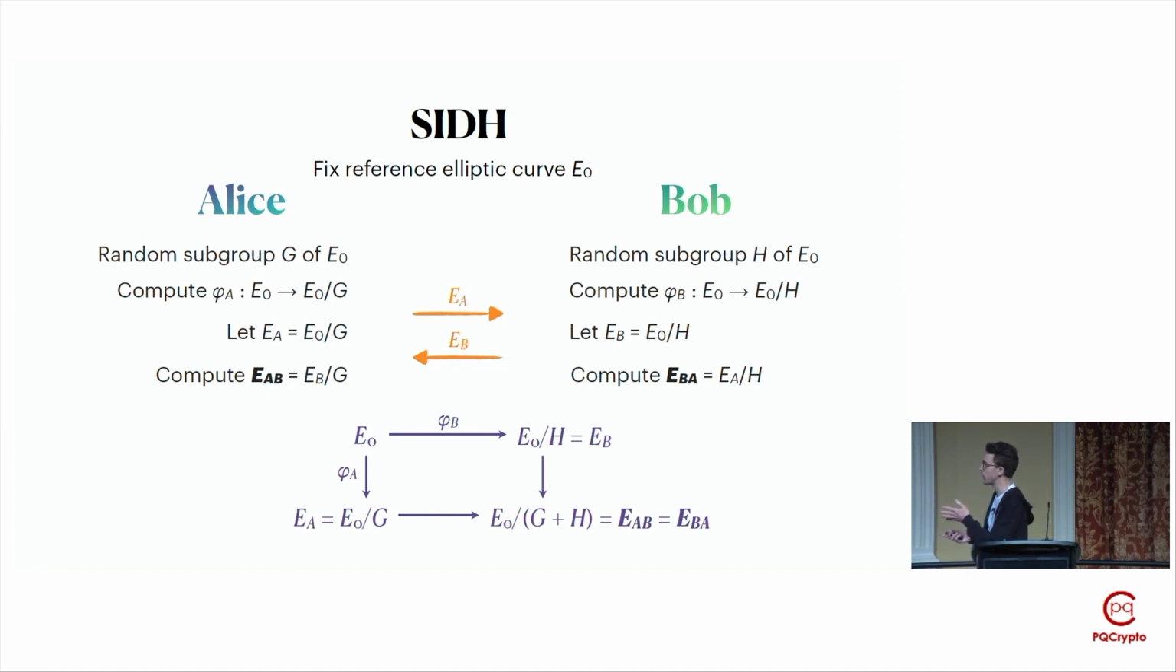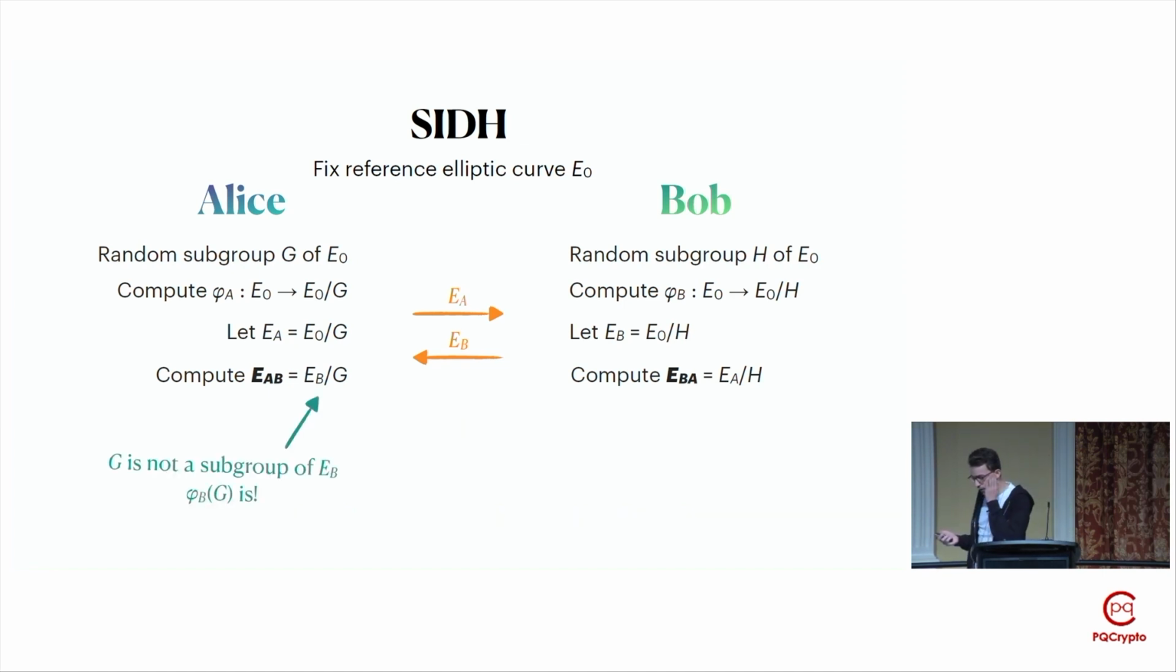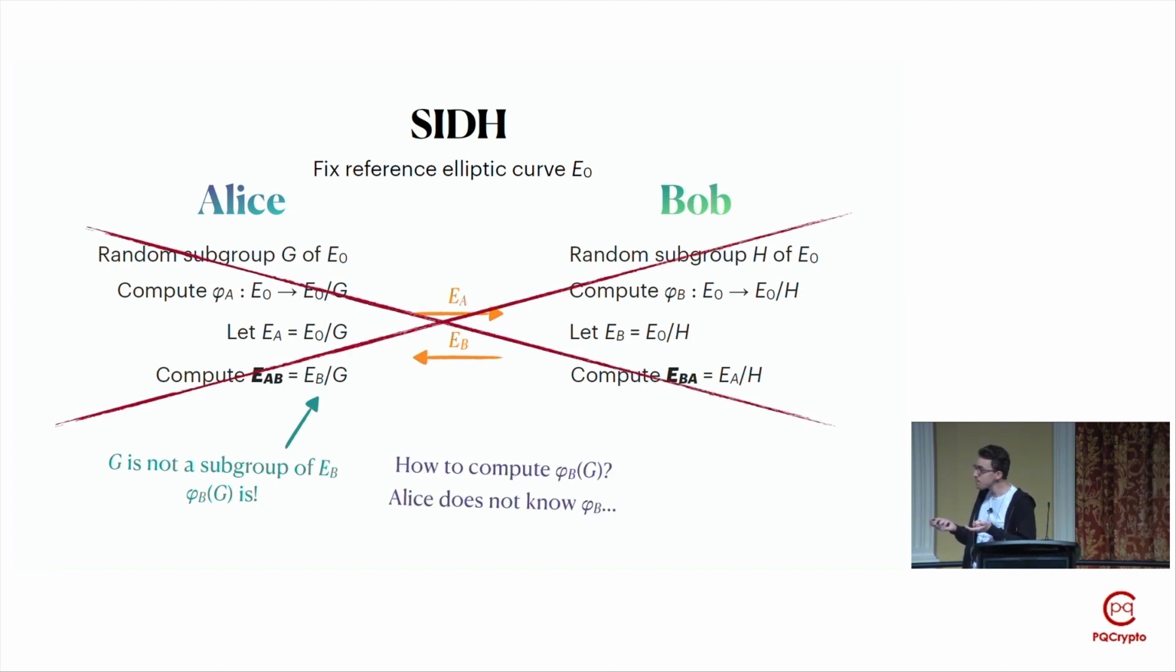This doesn't actually work. Why? Because look at that. We are saying that Alice is taking the quotient by H and quotienting further by G. But G is not exactly a subgroup of EB, right? G is really a subgroup of E0. What is a subgroup of EB is the image of G through Bob's secret. So Alice, to compute that, would need to have a way to compute phi B of her secret subgroup.